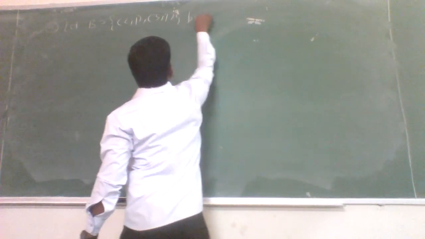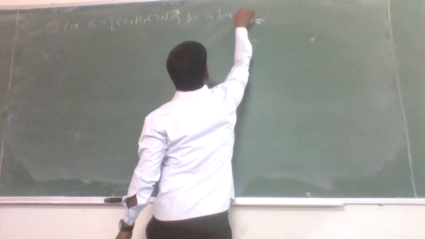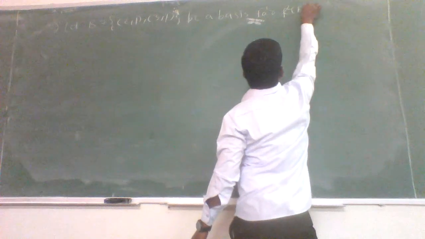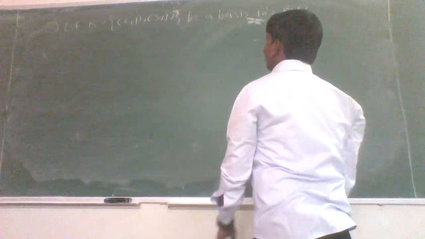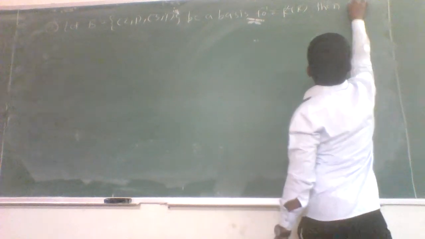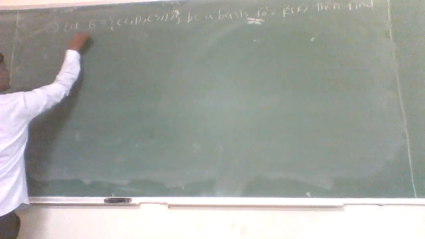Third example is: let B equal to (T1, T1) here, basis of R2 over R. Then find the dual basis.